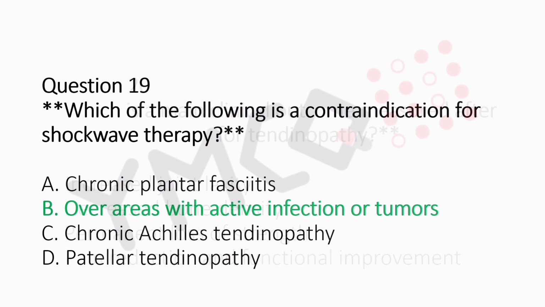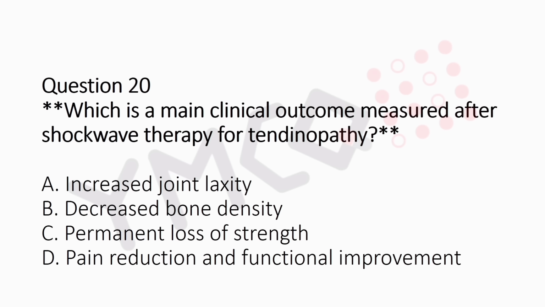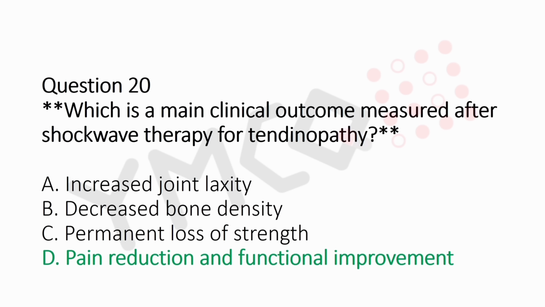Now let's move to question number 20. Which is the main clinical outcome measured after shockwave therapy for tendinopathy? Option A, increased joint laxity. Option B, decreased bone density. Option C, permanent loss of strength. Option D, pain reduction and function improvement. And the answer is option D, pain reduction and functional improvement.